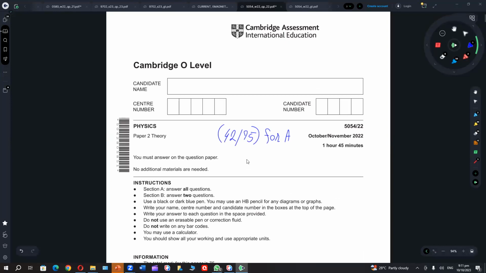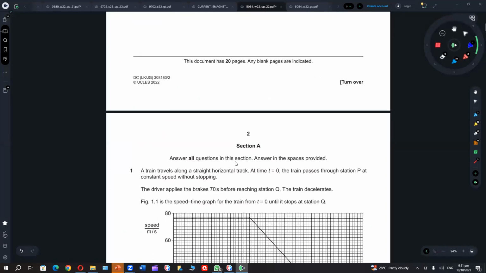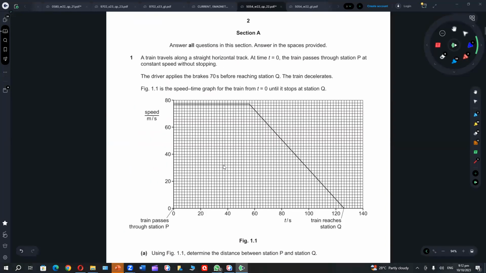This is November 2022, and the threshold is 42 out of 75 for A. Read the first question. A train travels along a straight horizontal track. At time 0, the train passes through station P at constant speed without stopping.